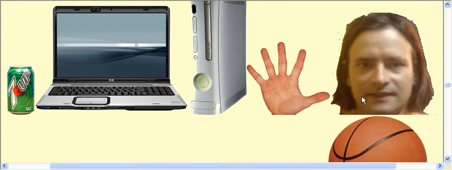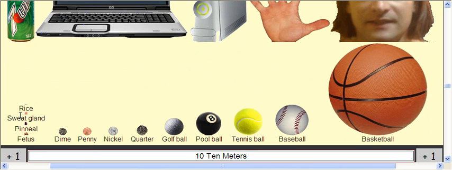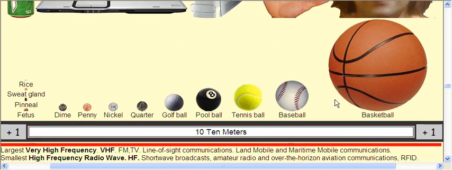1 meter. Look, that's me. That's my hand. That's an Xbox. That's a large laptop. There's a 7-Up can. Basketball, tennis ball, golf ball, quarter, nickel, penny, dime. That's how big they are next to each other. And there's a fetus. So here's a 5-week-old fetus next to my hand. The pineal gland is about as big as a 5-week-old fetus. And you can see a grain of rice kind of there.